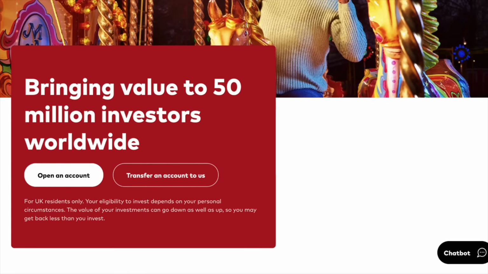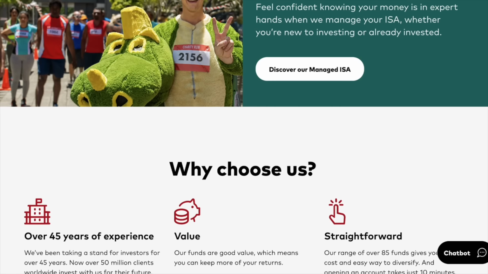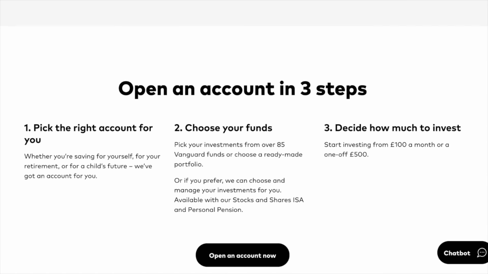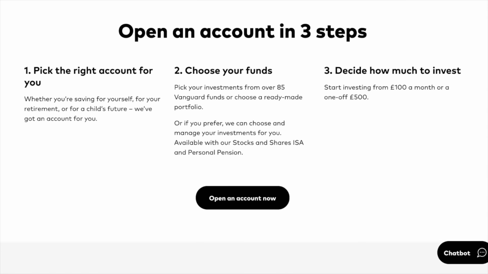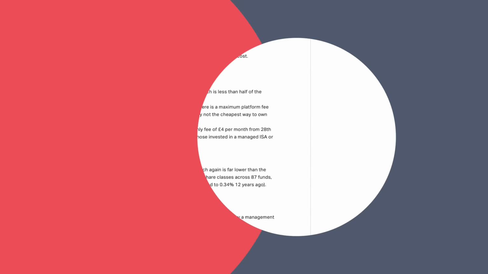Now, in terms of account types, Vanguard Investor offers a range of different accounts, including the stocks and shares ISA. There's also the managed stocks and shares ISA, as well as a pension. There is a junior ISA account as well, but unfortunately, there isn't a lifetime ISA. Back to the review on the Main to the Masses website.